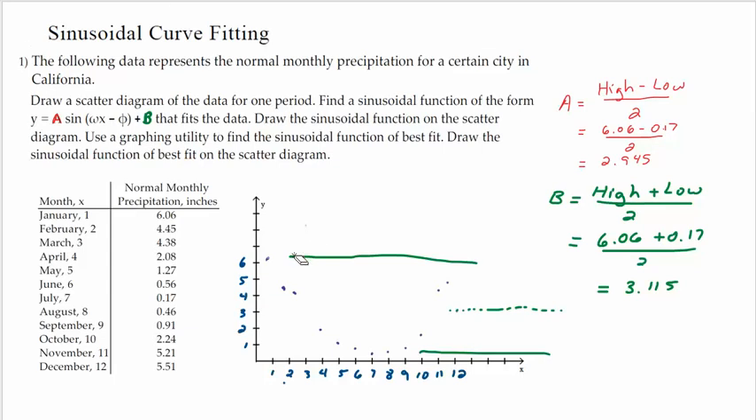Alright, I'm going to erase these ugly marks here. So again, you're finding the average. That's why you're adding them.